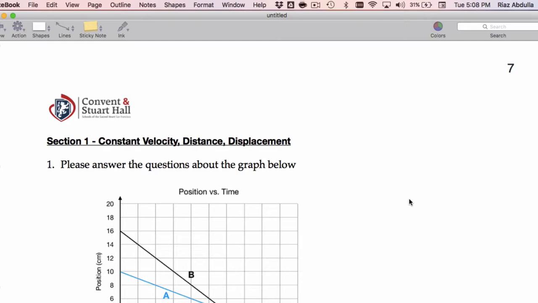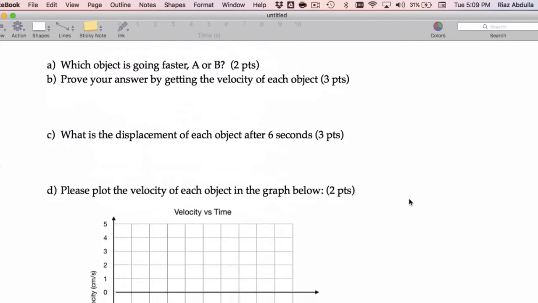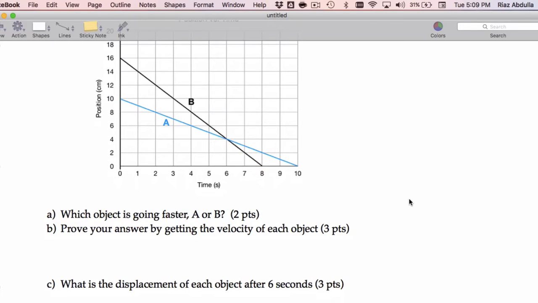So problem number 1, we've done a few versions of this problem, and again, it's simply the problem of two objects traveling at constant speed. We want to know which object is going faster, A or B, and of course the answer here is object B because the slope is steeper. I won't require you to state that.